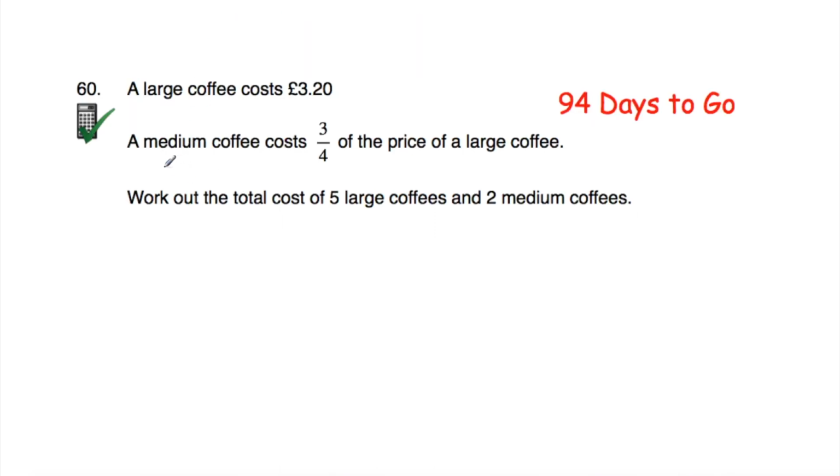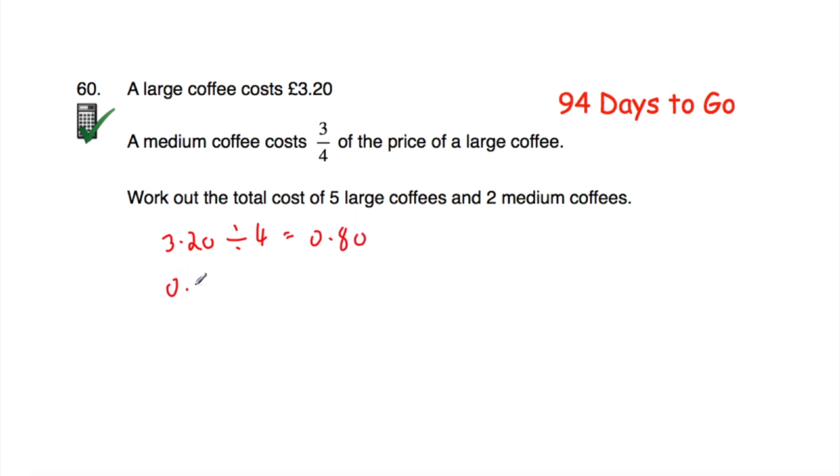Okay, so let's have a look at our next question. The next question says a large coffee costs £3.20 and a medium coffee costs 3/4 of that price. So let's work out 3/4 of the price of the large coffee to work out the cost of the medium coffee. It's a calculator question, so that's nice. We can take our £3.20 and divide it by 4, divide by the bottom. So that's equal to 80p or 0.80.